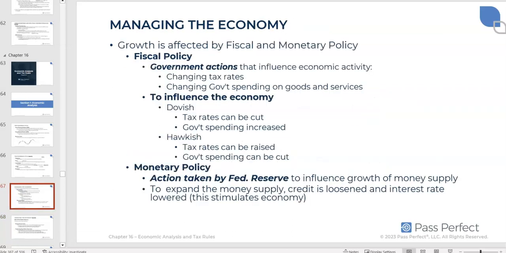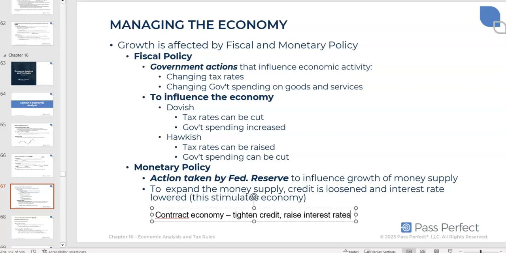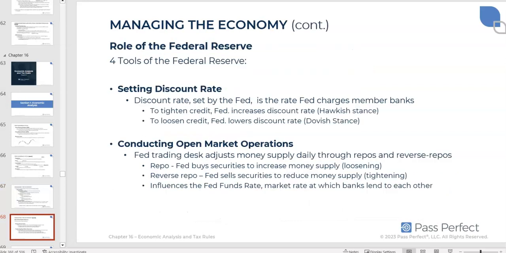And also, it's not on the slide here, but of course, they can try to contract the economy. So they can contract the economy when it's becoming overheated. And they would do things like tighten credit, raise interest rates, and reduce the money supply so that fewer dollars are in circulation, to prevent the economy from overheating, from going too hard.